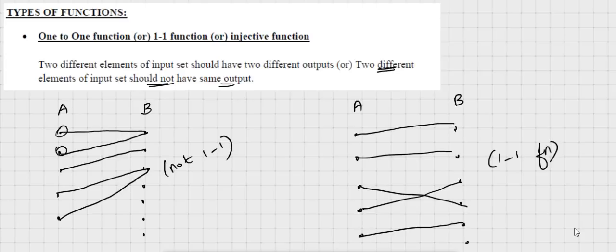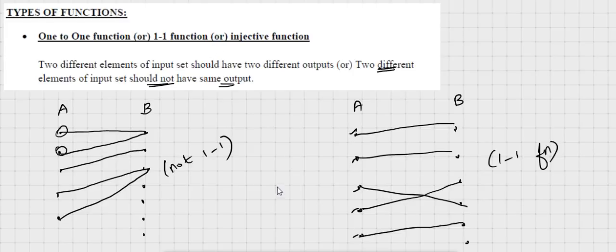That is very important. What is that condition? Here the inputs were different, outputs were also different. Could you see in this, are any two different inputs having the same outputs? No, right? So this is called a one-to-one function.